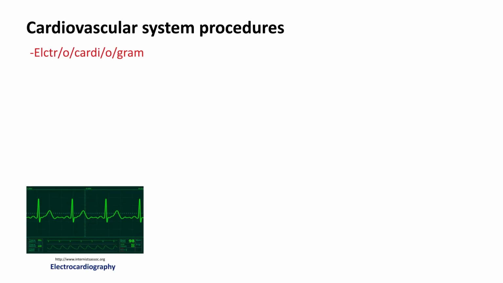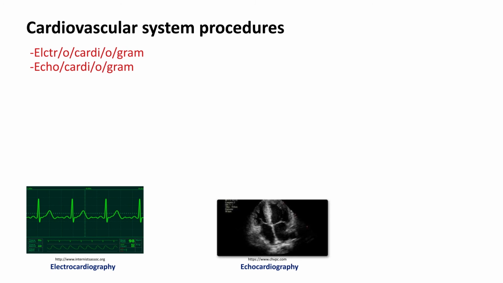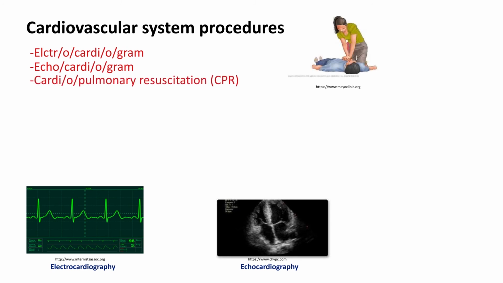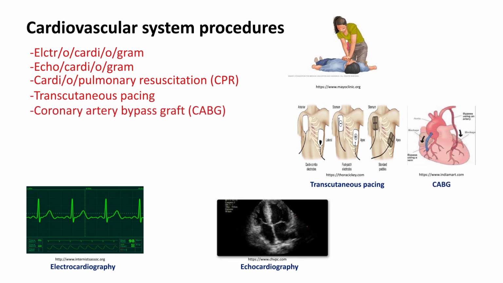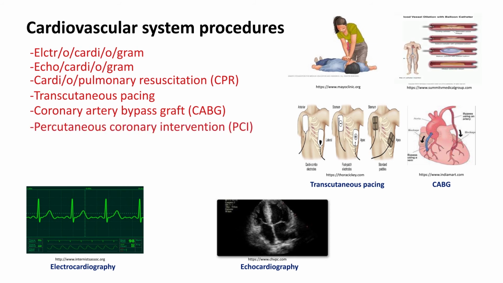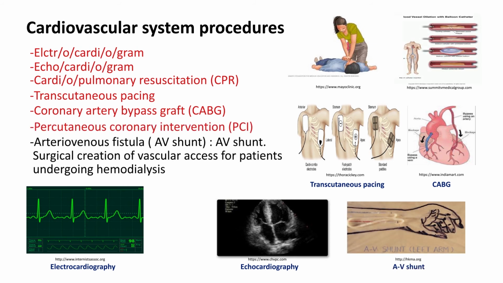Electrocardiogram, echocardiogram, cardiopulmonary resuscitation or CPR, transcutaneous pacing, coronary artery bypass graft or cardiac shunt, percutaneous coronary intervention, and AV shunt for patients with chronic renal disease for hemodialysis.